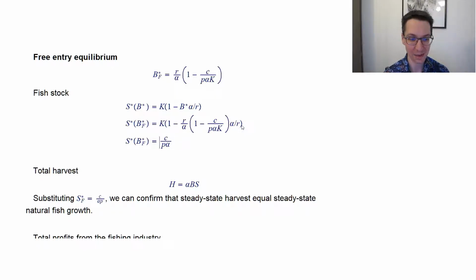So, by the way, this S star of B star F, let's just go ahead and define this as S star F simply, right? S star of B star F is S star F, just to simplify. So what have we found? Well, we have found that the equilibrium number of fishes in the ocean is a function of the real cost of fishing and the efficiency of fishing. That's it. So does that make sense to you?